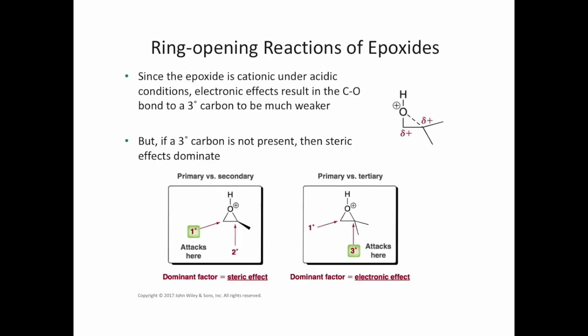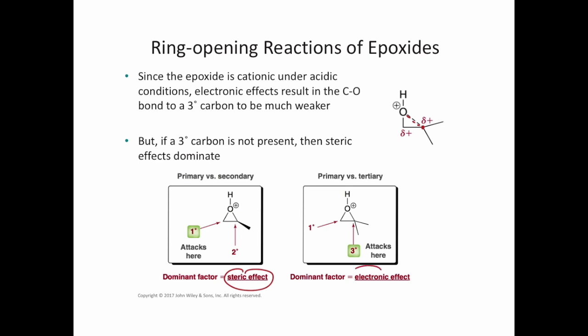Now the reason for this is that the epoxide is positively charged under acidic conditions, and when you have a tertiary carbon, it will be able to stabilize the partial positive charge better than a primary or a secondary. So this bond ends up being weaker, and you have more of a partial positive on that carbon. When you don't have a tertiary carbon, that effect is not as strong, and then the steric effect dominates, where the nucleophile is just going to attack at the most accessible carbon with less atoms in the way.